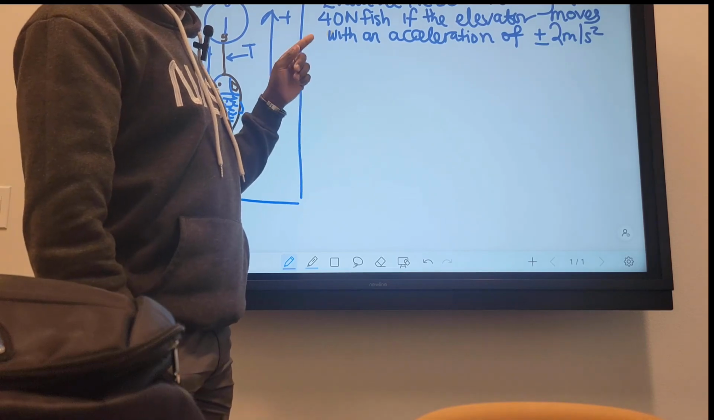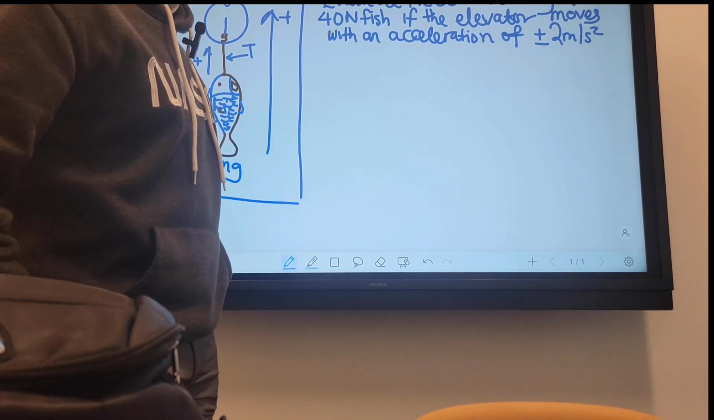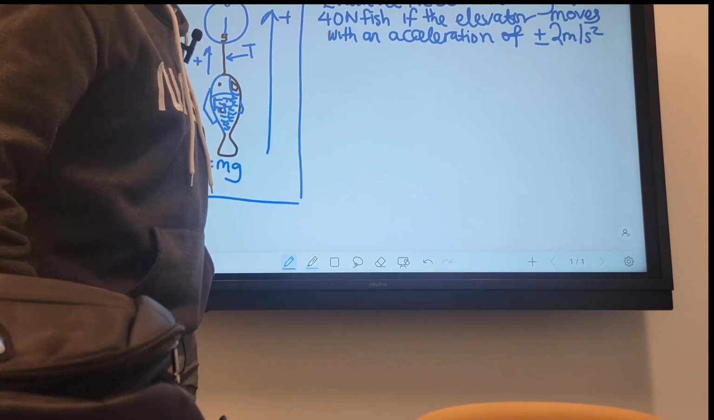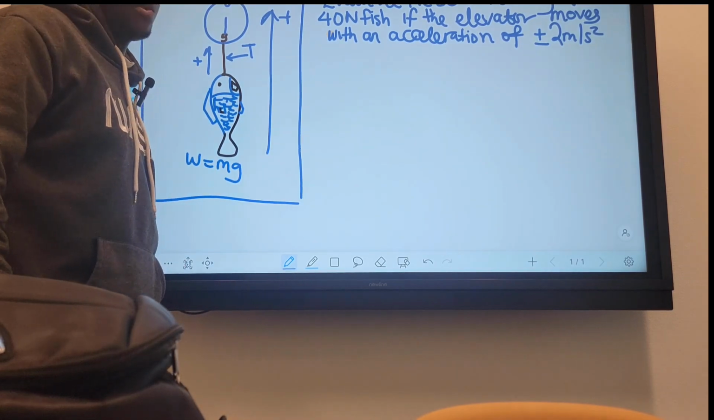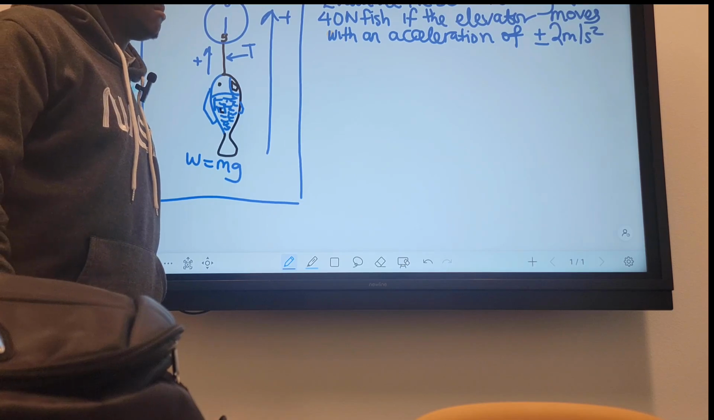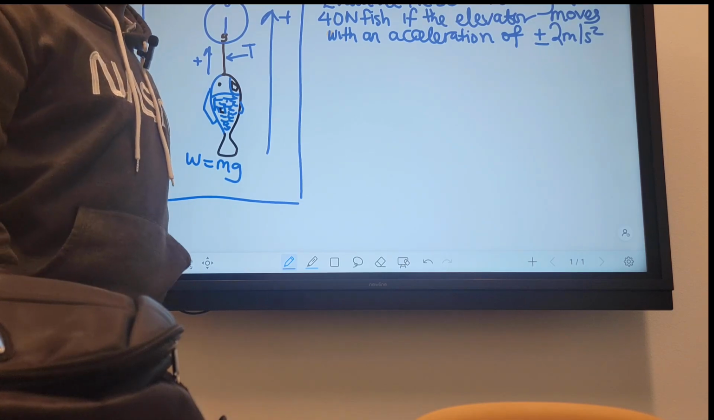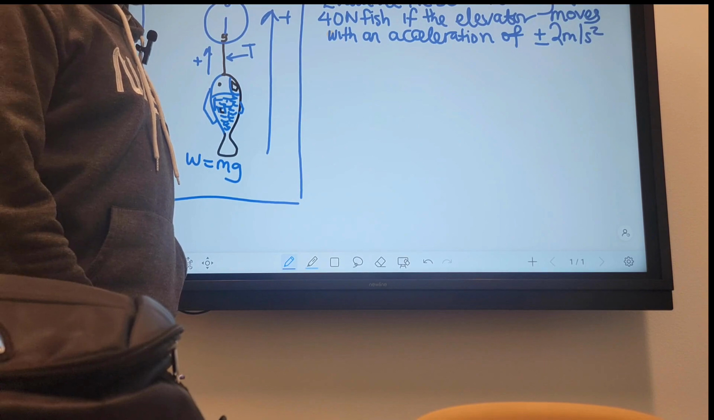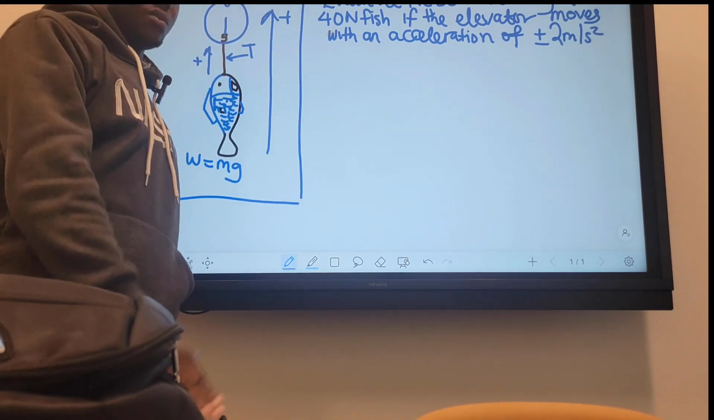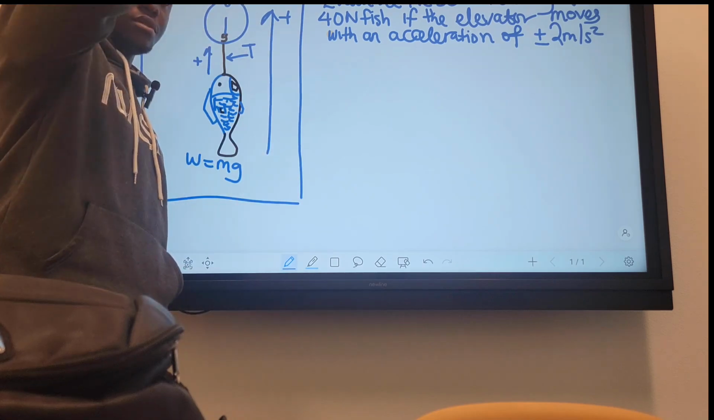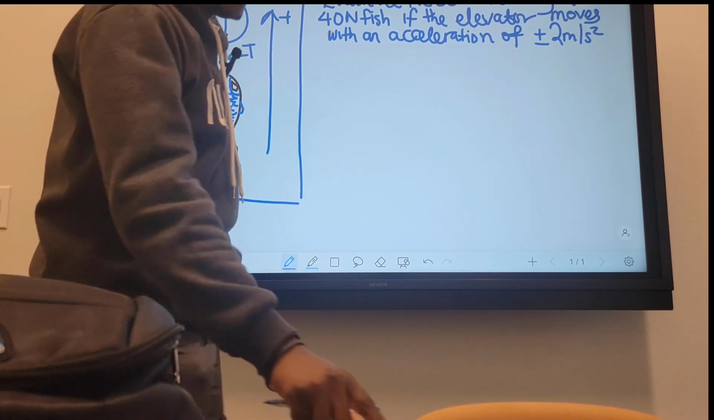So the question reads, evaluate the scale reading for a 40 Newton fish if the elevator moves with an acceleration of plus or minus 2 meters per square second. And that basically means they are looking for us to calculate the reading when the elevator is moving upward and downward, when it's accelerating upwards and decelerating. So that's just what we're going to do.